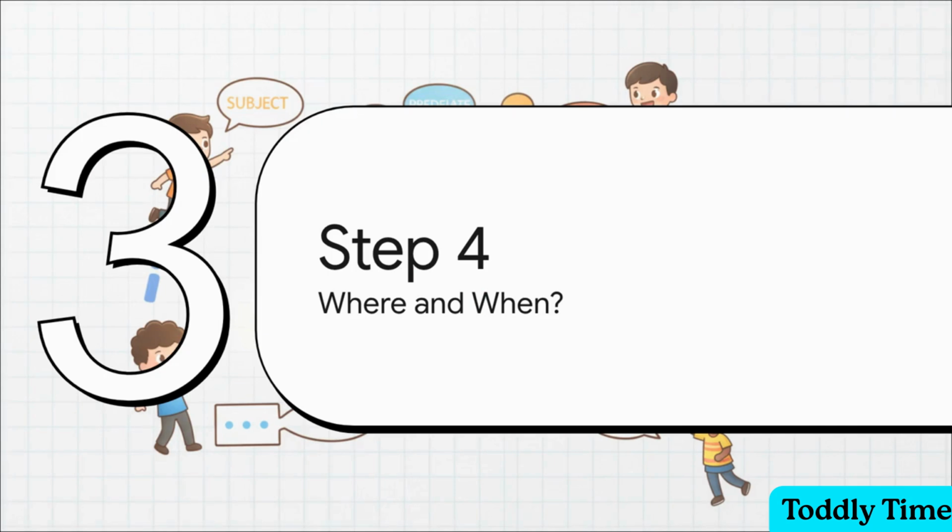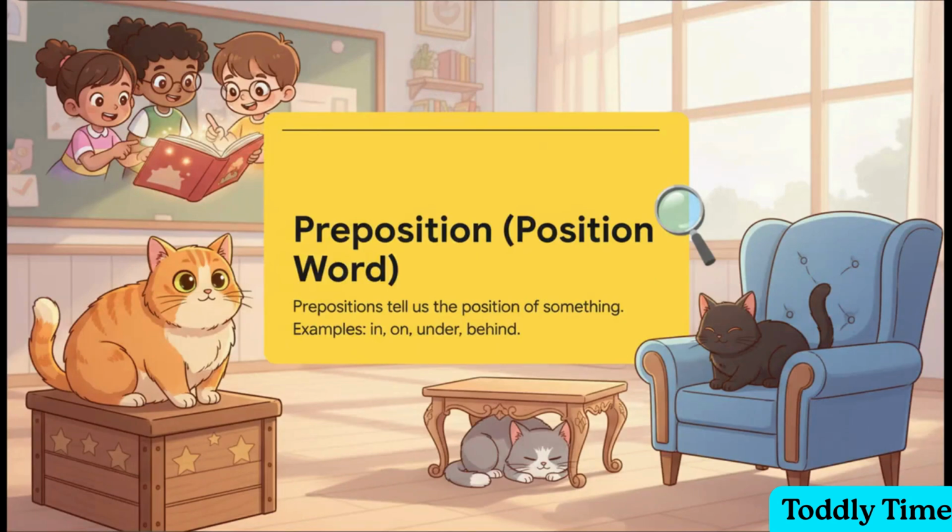So for our final step, let's just add a few more details. We're going to try and answer the questions where and when to make the picture in our heads totally crystal clear. So to tell us where something is, we use something called a preposition. I know, that's a really long word, but it just means a position word. It shows us the location. Is the cat on the box or under the table or maybe behind the chair? Those little words are all prepositions.